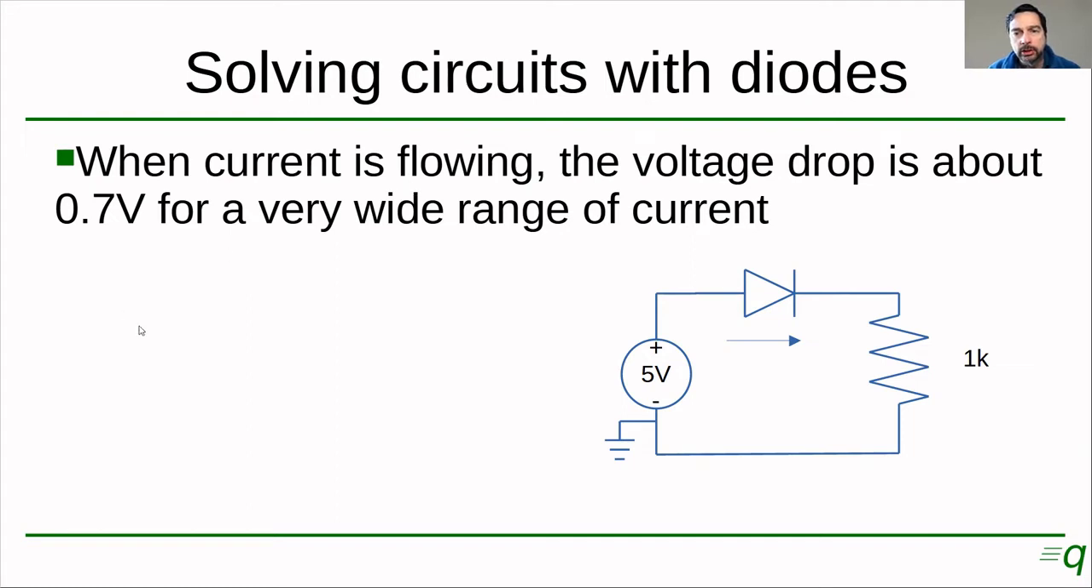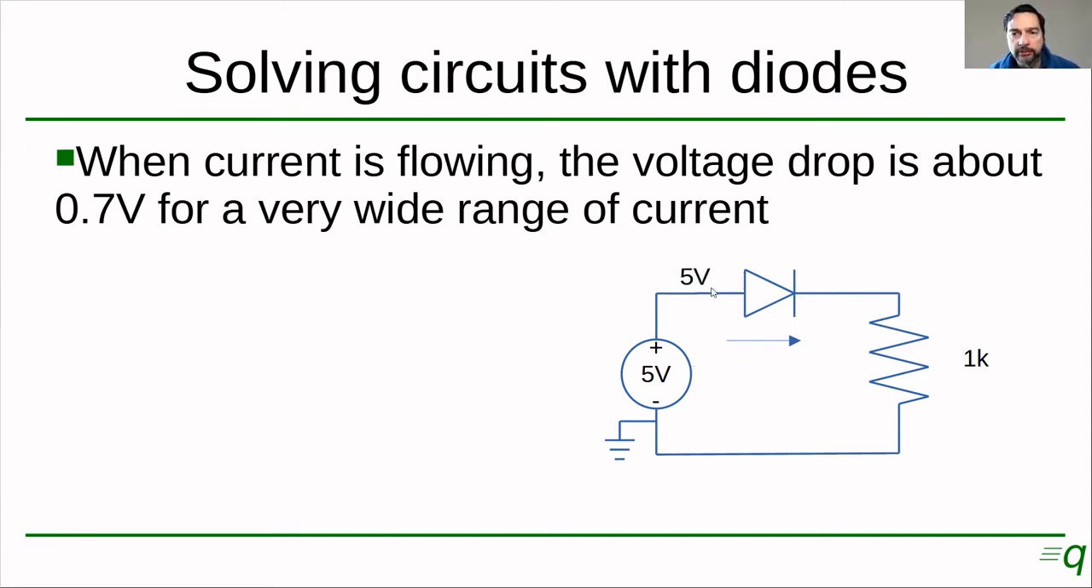So let's try to solve this circuit here. We have a voltage source of 5 volts, and we know that the voltage source is going to try to make current flow in this direction from the positive to the negative side. And because of the way this diode is here, we can assume that current is actually flowing in the circuit. So how much current? Okay, let's start solving this circuit.